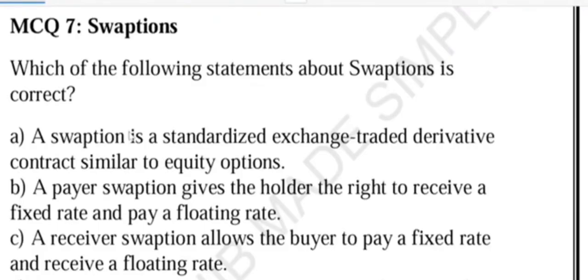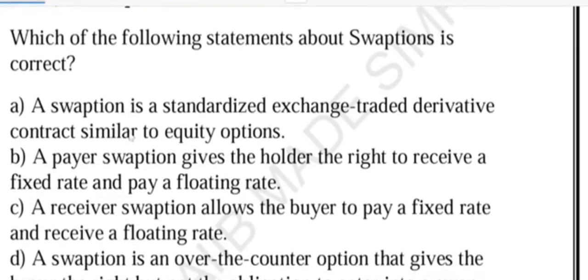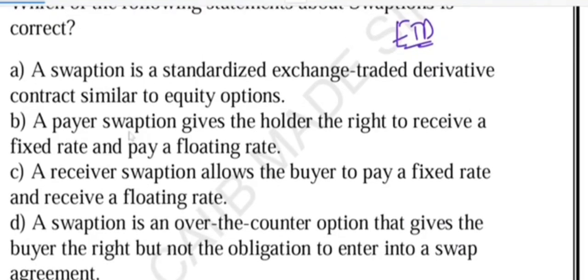Now friends, let's switch our focus to the swaption. What is a swaption? The question is: which of the following statements about swaption is correct? Option A. Swaption is a standardized exchange traded derivative, or ETD, contract similar to an equity option. Option B. A payer swaption gives the holder the right to receive a fixed rate and pay a floating rate. Option C. A receiver swaption allows the buyer to pay a fixed rate and receive a floating rate. Option D. A swaption is an over-the-counter option that gives the buyer the right but not the obligation to enter into a swap agreement.